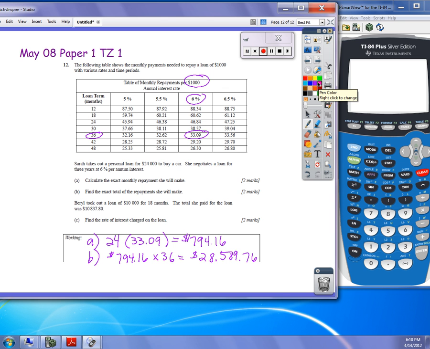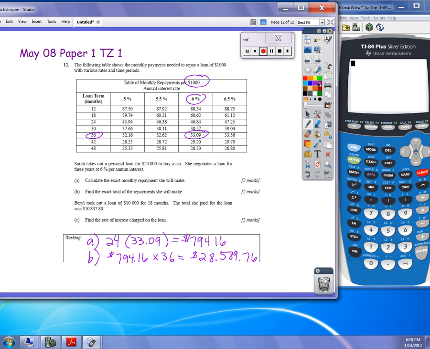Now let's look at part C. Another gal, Beryl, took out a loan of $10,000 for 18 months. And what's given to us is the total that she ends up paying. She ends up paying $10,837.80. And we want to find the interest rate that was charged on the loan. Well, if I can figure out the amount she paid per 1,000 from the chart, then I can just go back and look to see what interest rate corresponds with that.